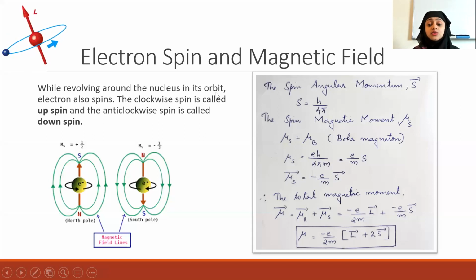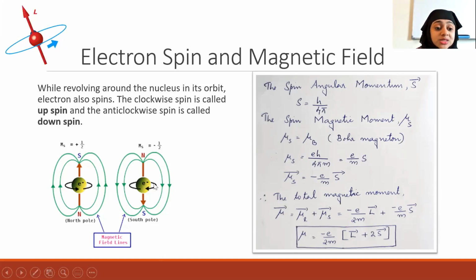So while revolving around the nucleus in its orbit, the electron also spins. And the clockwise spin is called up spin. If I am looking from the North Pole down, what will I see? I will see that the electron is spinning in the clockwise direction. So for an electron which is spinning like this, the spin is called up spin. Now if I look from down here, I will feel that the electron is spinning in the anti-clockwise direction, which means it is called down spin.